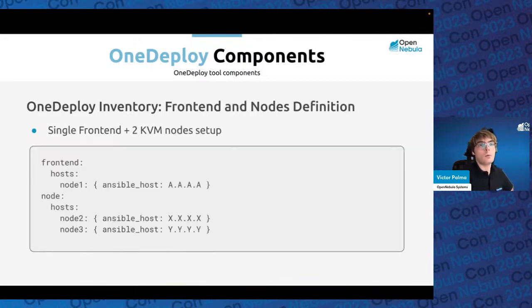So the VM is going to connect to the virtual network that is connected to the physical device of the host. Well, and last but not least, we have the hosts on which we are going to perform the Ansible tasks. In this case, it's as simple as separating the hosts into categories, frontend and nodes. Each section should contain the associated hosts. For example, in this snippet, you can see that we have a single frontend and 2 KVM nodes set up.